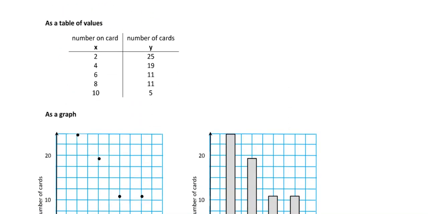Or you can have a table of values, so x and y values. We did this in Math 9, right, with the table of values, where you could have your x's and your y's.